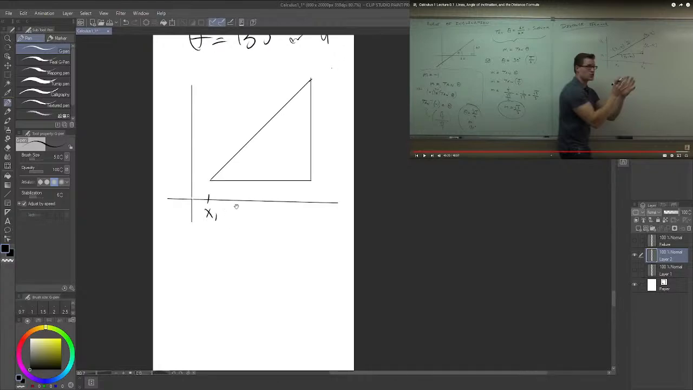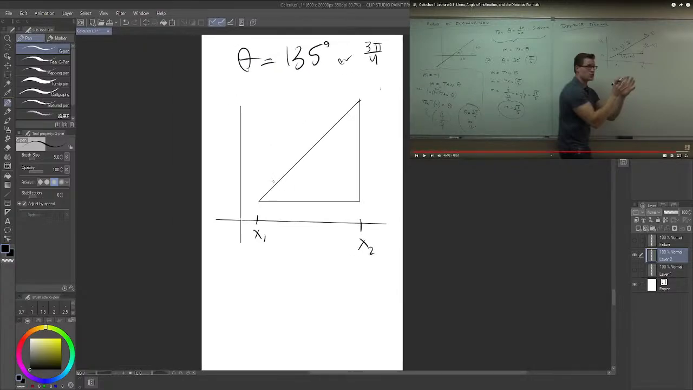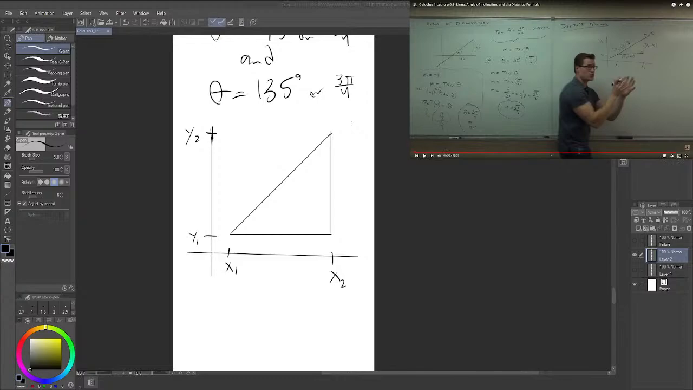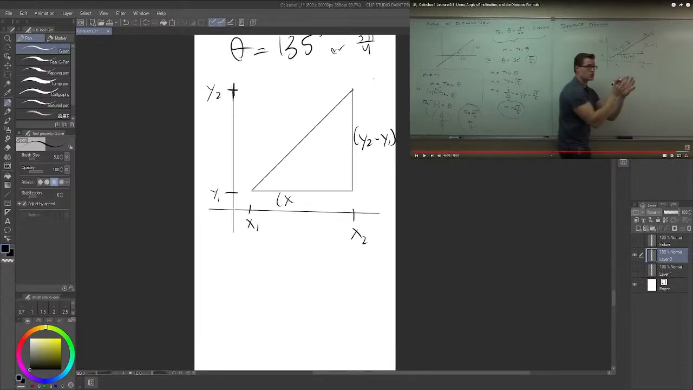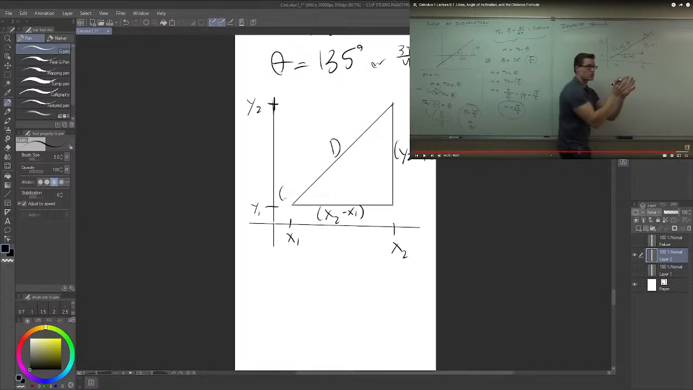So x1, x2, y1. So much for straight lines. y2. So this is y2 minus y1. This is x2 minus x1. This is the distance between them, or d. And this is the point.